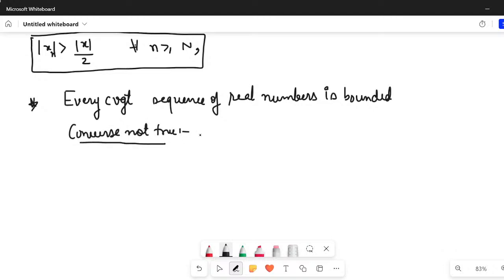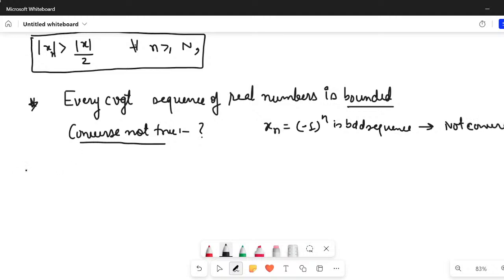Why is the converse not true? See, if I am talking of a bounded sequence, don't you think that x_n equals (-1) raised to the power n is also a bounded sequence? However, it is a bounded sequence, but it is not convergent. This we have proved today itself.